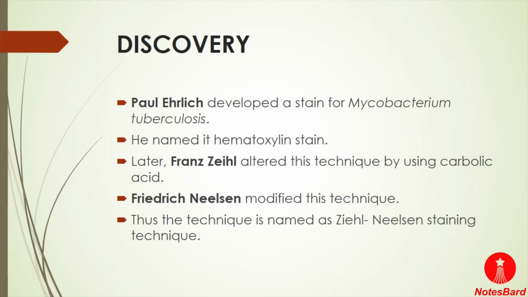Franz Ziehl used this staining technique with carbolic acid as a mordant, and after that a scientist named Frederick Nielsen also modified this technique. He kept Ziehl's choice of mordant, but he changed the primary stain to carbol fuchsin, and after the names of their developers, Franz Ziehl and Frederick Nielsen, this staining method is named the Ziehl-Neelsen staining technique.